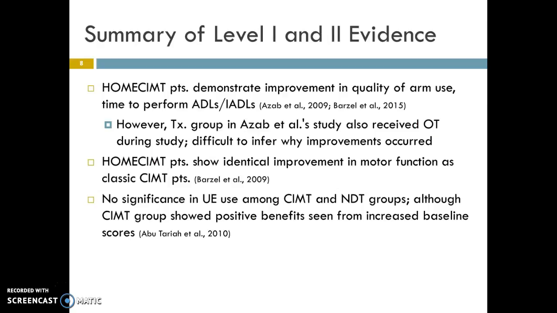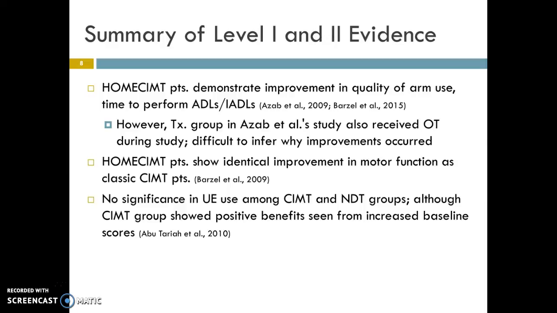Our first summary of Level 1 and 2 evidence included 1 RCT, 1 randomized 2-group intervention, and 2 non-randomized 2-group intervention studies. Many of them found that the home CIMT improved participants' motor function, quality of arm use, and were able to perform ADL and IADL tasks in a more timely manner. In fact, at times these improvements were similar to those who were in the classic CIMT control group.